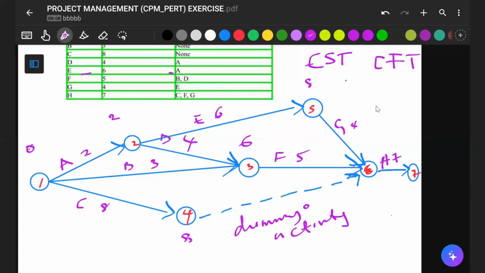We are going to pick what? What are we going to pick now? 12. Activity G, 12. Very good. So we have 12 here. Okay, so now we have 12 plus 7, which will give us 19.